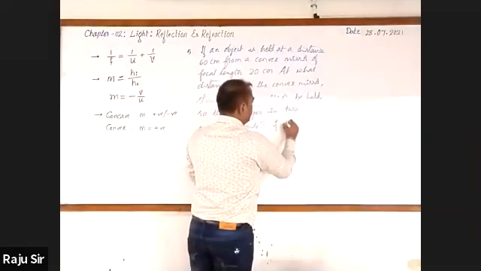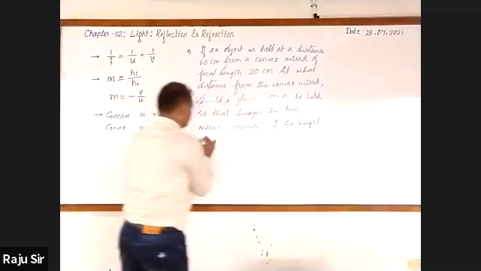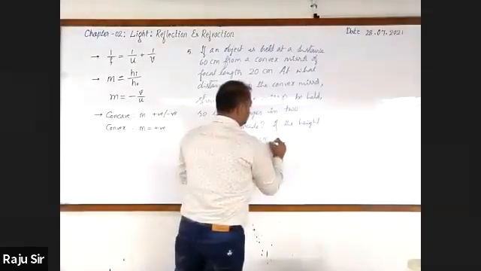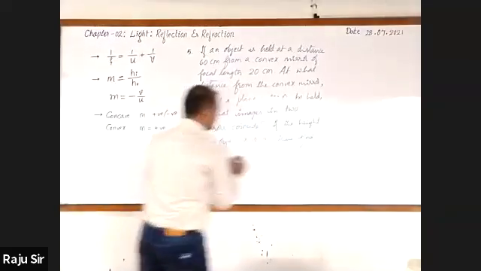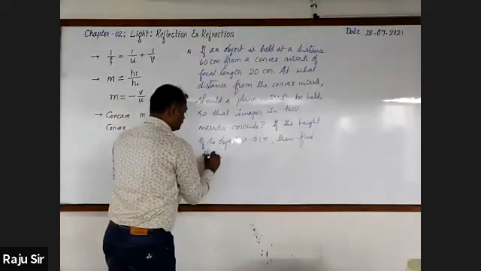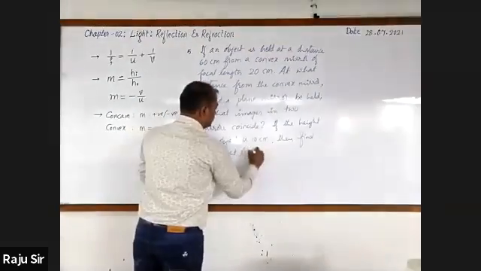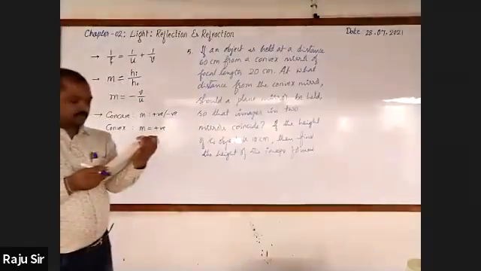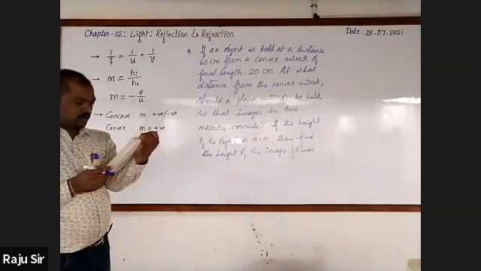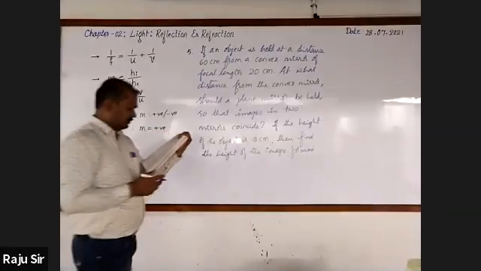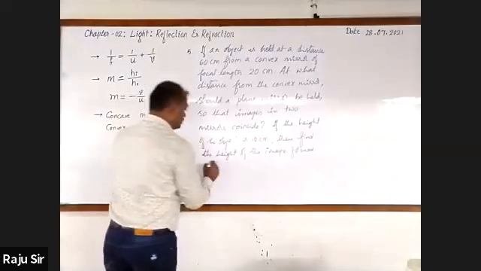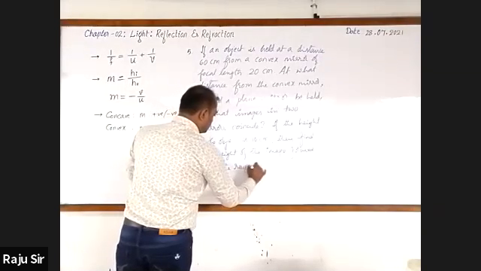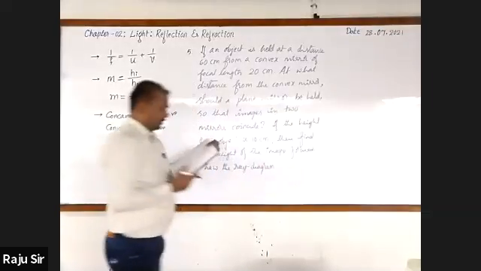Next, if the height of the object is 10 centimeters, then find the height of the image formed. And the sub question is: draw the ray diagram to represent the situation.